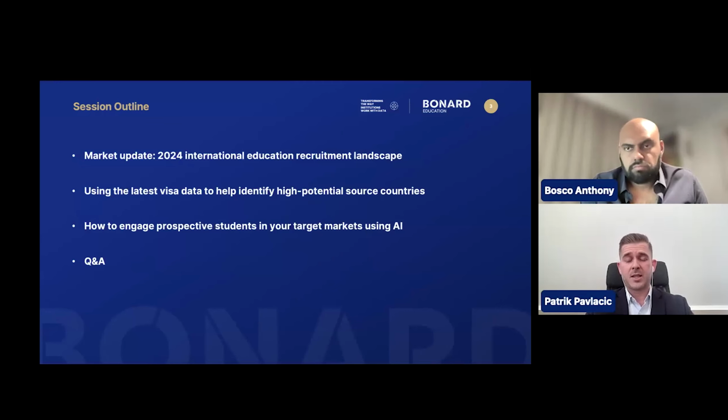About today's agenda, we will start with a brief market update. We will be delving deep into the latest and statistically closed 2024 data to discuss the international education recruitment landscape, the recent changes, implications for providers, but also market outlook. We will then also do a case study on how to use the latest visa data to help identify high potential source countries. And then we'll proceed to display how to engage prospective students in your target markets using AI. So it's very important to have this sort of context and to have your source countries prioritized before you deploy any marketing activities, especially in such a volatile environment that we're seeing at the moment. And then, as mentioned, Bosco and I will be very happy to answer any questions that you might have.